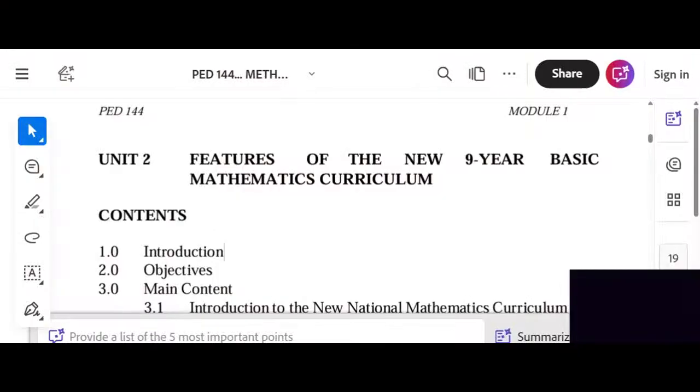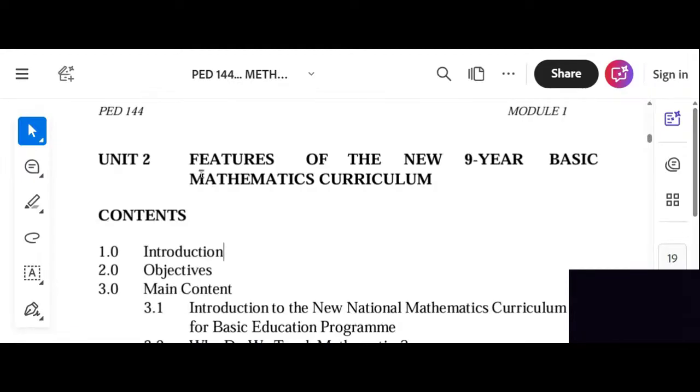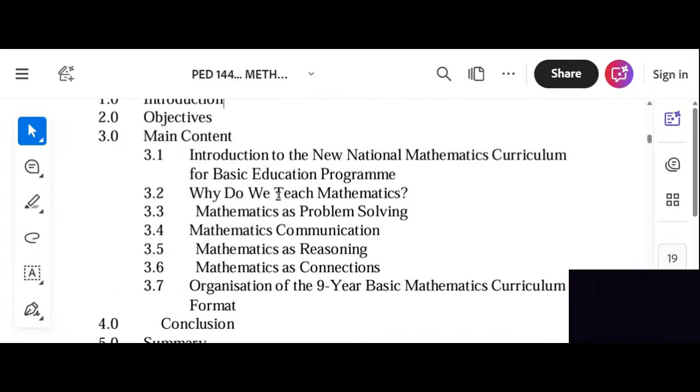This is the PED144 Primary Mathematics Curriculum course. In today's class, our concern is with Unit 2, which says features of the new 9-year basic mathematics curriculum. The features of the new 9-year basic mathematics curriculum. And what are we going to learn in this unit?